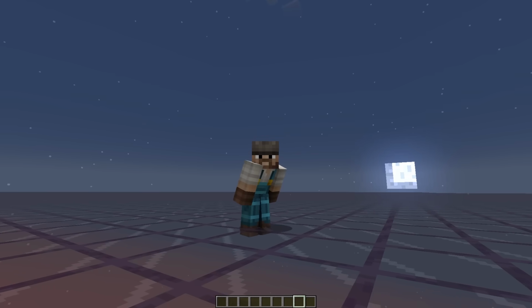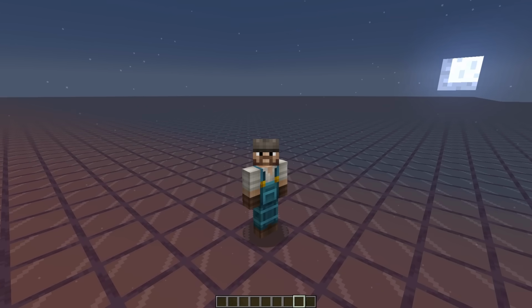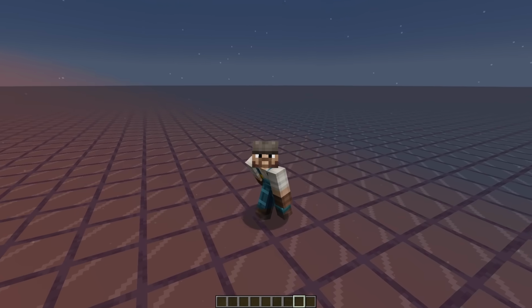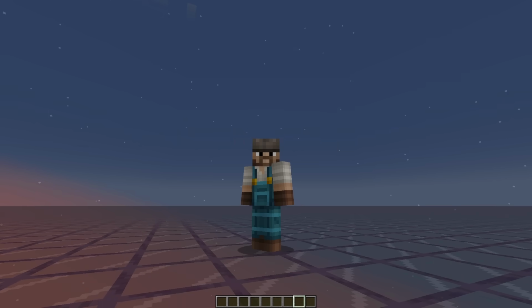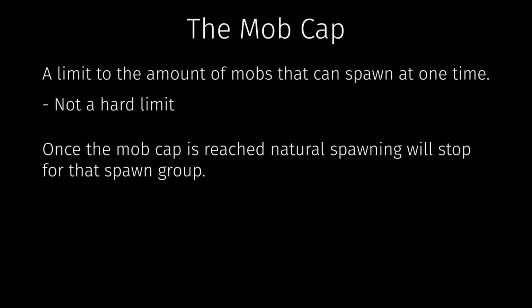Let's start with the mob cap. This is, at the end of the day, one of the biggest factors when talking about optimizing mob farms. So it's important to understand, and also, luckily, a pretty easy concept. Essentially, there's a limit to the amount of mobs that can spawn in the world at one time. The mob cap is not a hard limit, as it is possible for more mobs to exist than the mob cap. But once a mob cap has been reached, the game will stop naturally spawning mobs of that category.